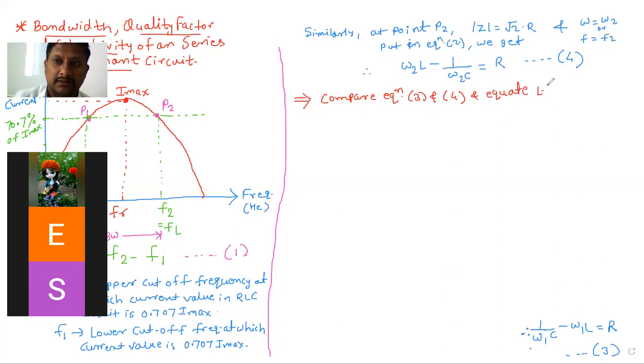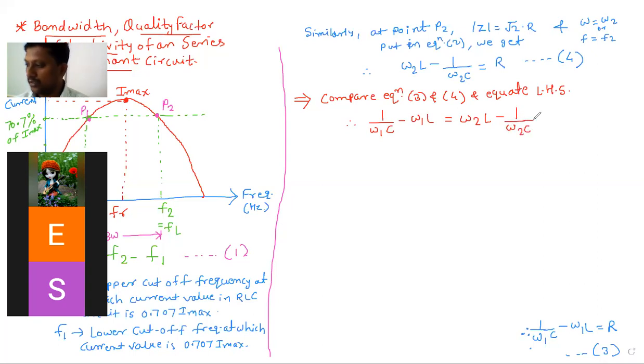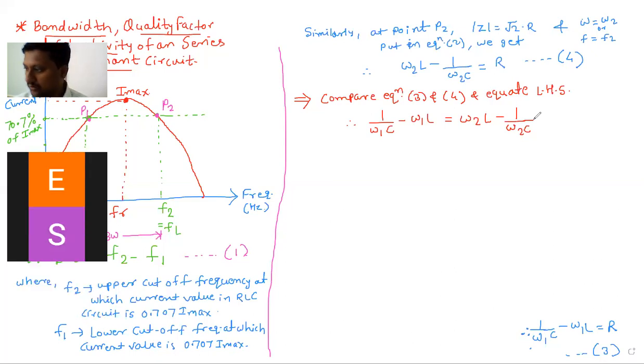Equate the LHS, that is, the left hand side. So I will equate 1 upon omega 1 into C minus omega 1 into L. This is the left hand side of equation 3. Next, the left hand side of equation 4, I am writing omega 2 into L minus 1 upon omega 2 into C. Okay, so what do you have to collect now? You can collect the omega L terms on one side and the C terms on one side.